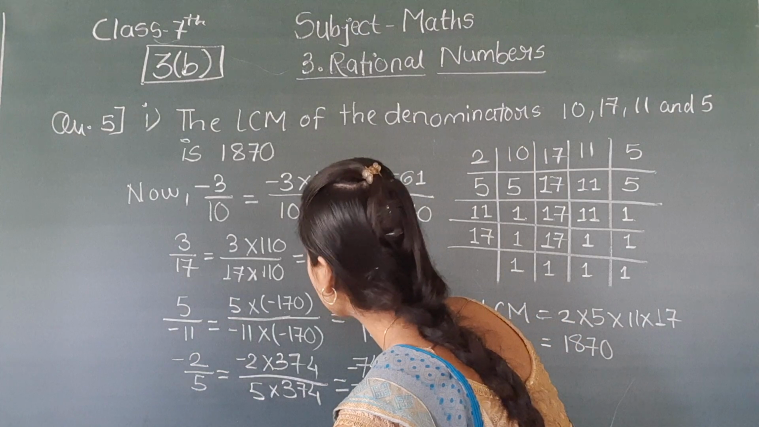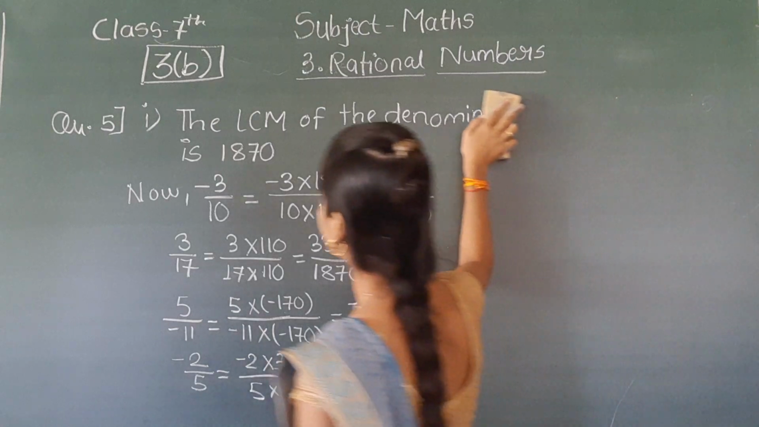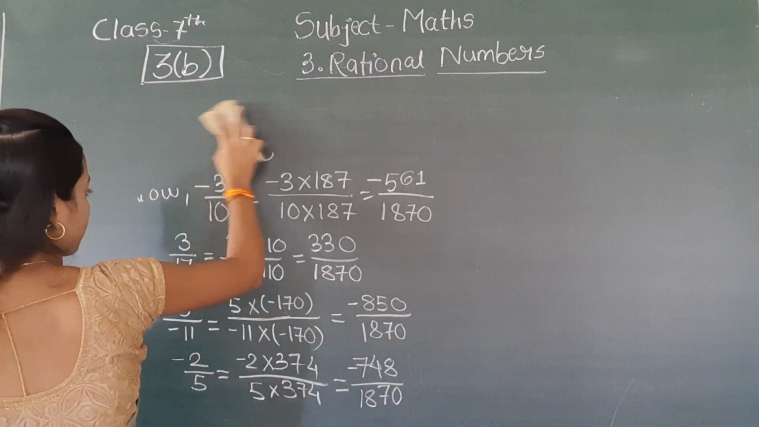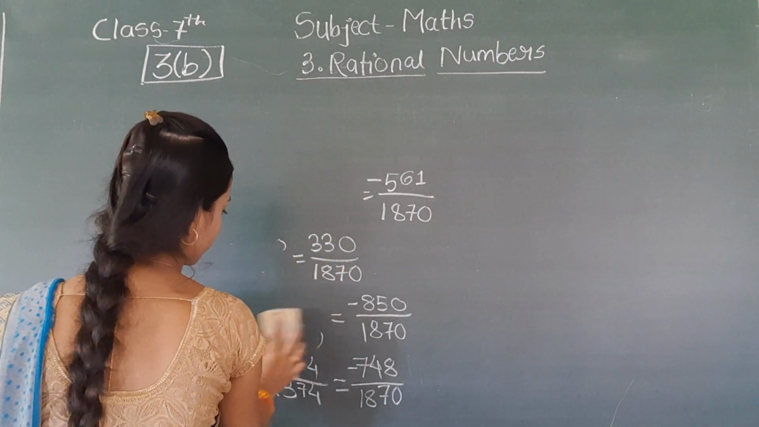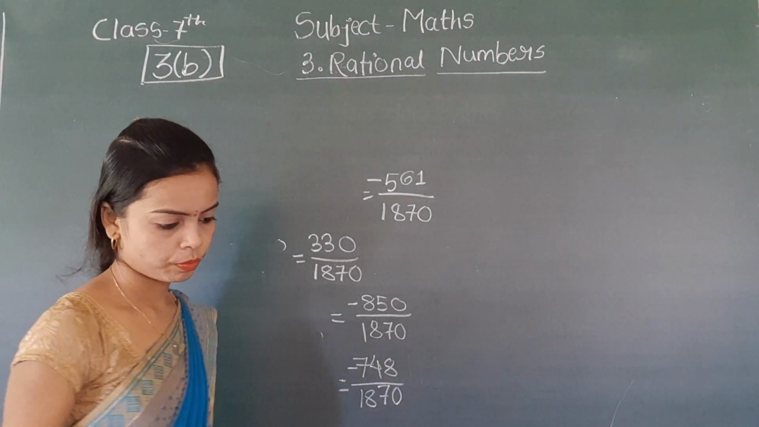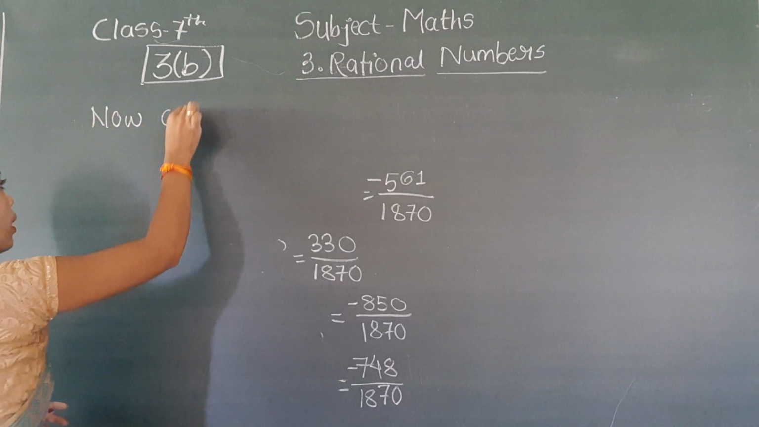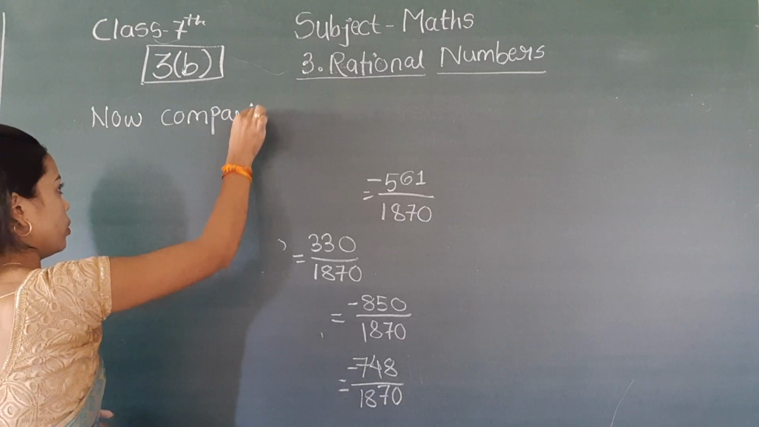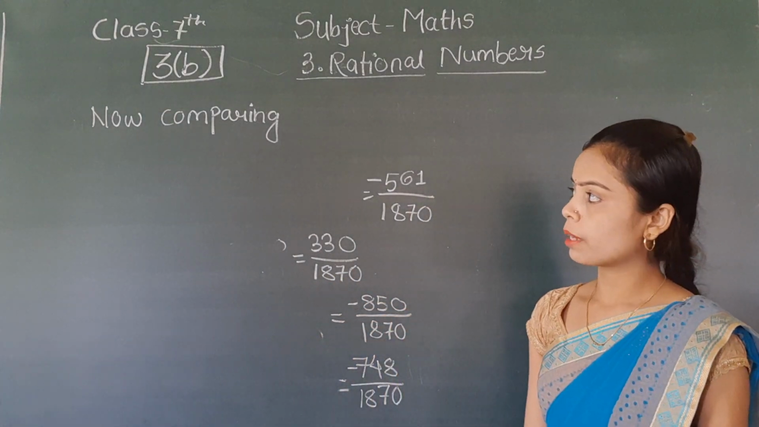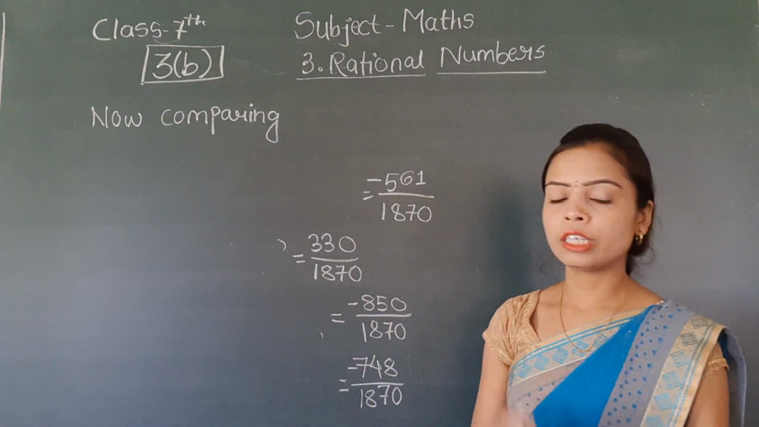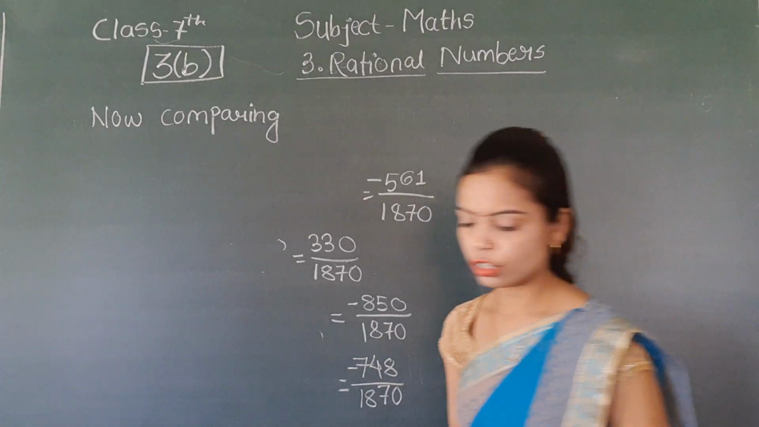Now you can compare. Okay, so I am erasing this. Now comparing, see what you will do now. If the denominators are the same, you compare the numerators. When the denominators are the same, we compare the numerators to find out which one is smaller and which one is greater.